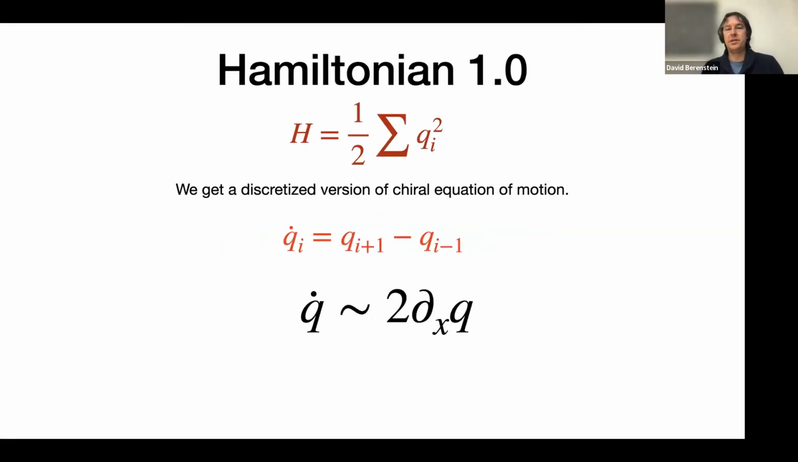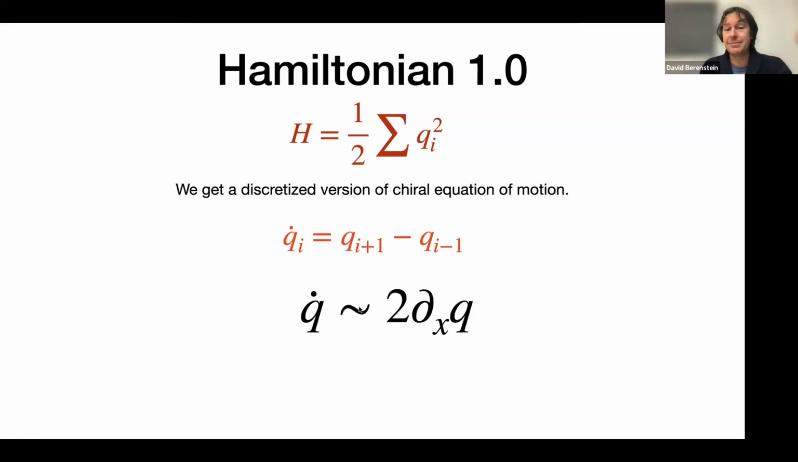So the Hamiltonian is just 1/2 of Q squared. So I'm doing the same thing I had with the current algebra. And if I take the equations of motion by computing the Poisson bracket of Qi with H, I get something that looks like a discrete derivative. And then if I'm being naive, I would say that Q dot is twice the derivative with respect to X of Q. And that would reproduce my first order differential equation for the left mover, okay?